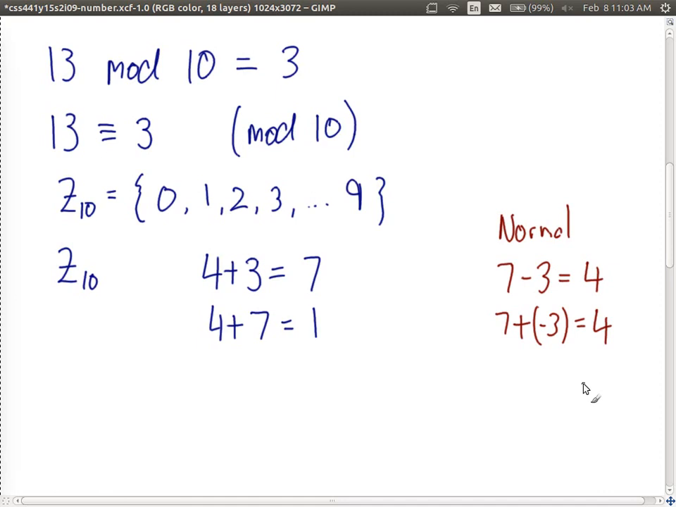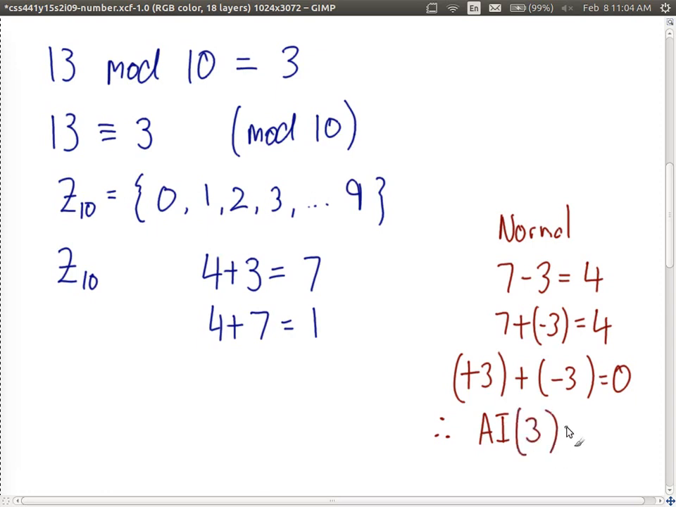So 7 minus 3 is really 7 plus minus 3, where minus 3, we say, in our normal arithmetic, is the additive inverse of 3. The additive inverse of a number is the number we add to it such that we get 0. What's the additive inverse of 3? 3 plus minus 3 gives us 0, so the additive inverse of 3 is minus 3. This is our normal arithmetic. Since plus 3 add minus 3 equals 0, therefore, just in brief, the additive inverse, AI, of 3 is minus 3.